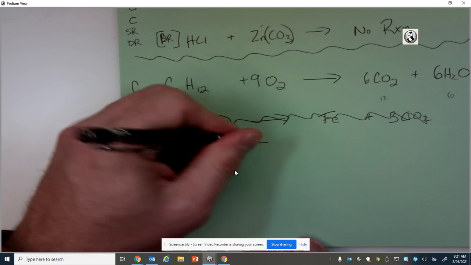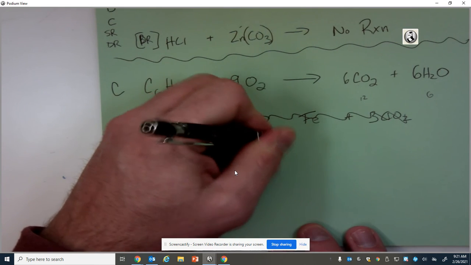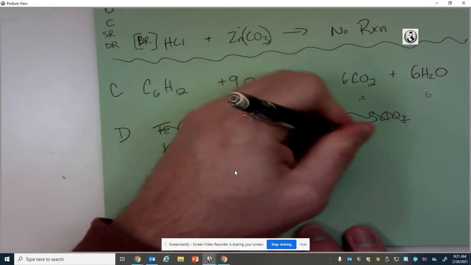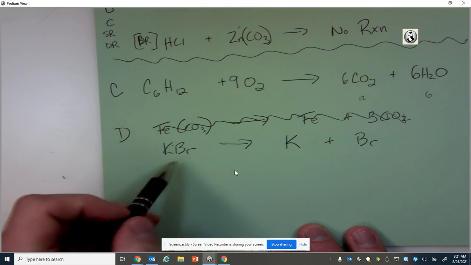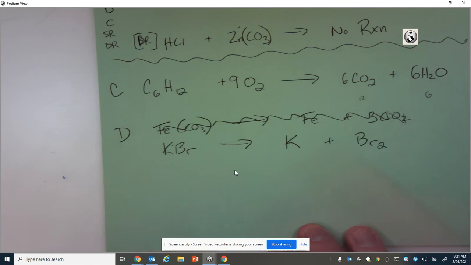So decomposition reaction. What's potassium bromide going to decompose into? You've got potassium and you've got bromine. The thing you've got to remember though is bromine is a diatomic element, so it's got to be written as Br2.